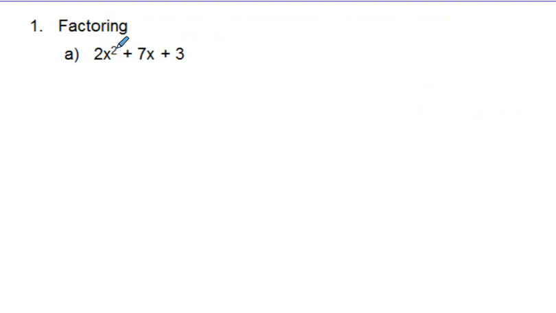Factoring. When you have a quadratic trinomial such as this one, what you're going to try to do is factor this into a pair of linear binomials. And so you can factor these quadratic trinomials sort of by trial and error. And for numbers such as these, it's not going to be too hard.